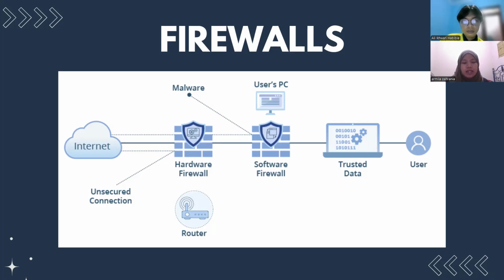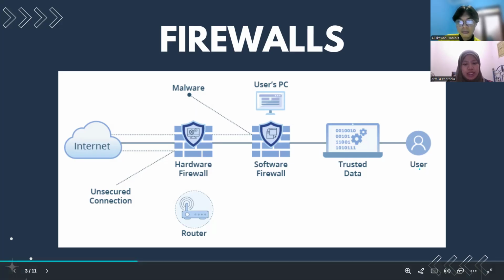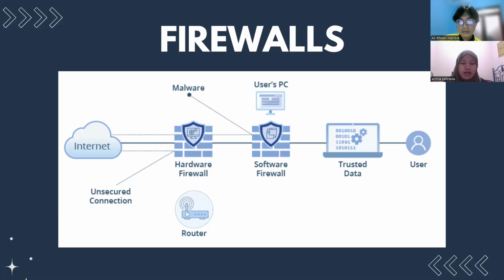And the software firewall is located on the user's PC, serves as a secondary security measure, and it monitors both incoming and outgoing traffic on the device, ensuring that any remaining threats such as malware are detected and blocked.